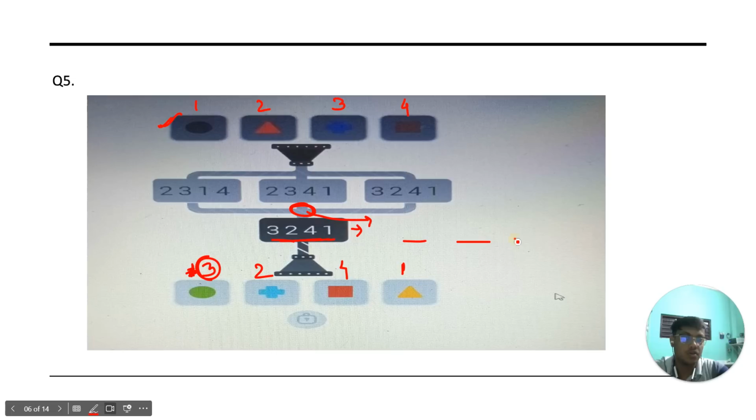So this circle came from the third position. If we take 4 blanks, the circle would be placed here. Next, from the second position came the plus. So the second position would be this. From the fourth position came the square, and the triangle came from the first position. Now we'll be matching this with the first diagram. The circle is at position 1 in the beginning diagram, and it came to the third position. So any option that has 1 at the third position would be our correct option. So this is the correct option.